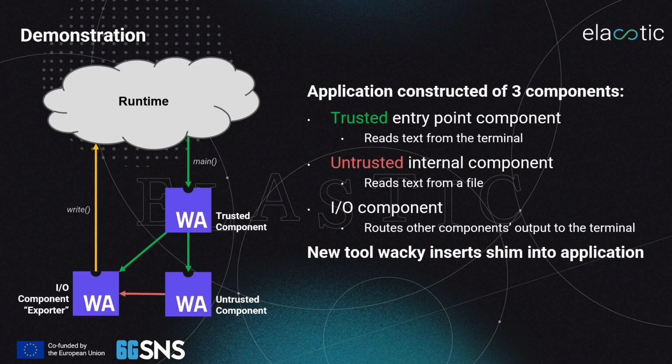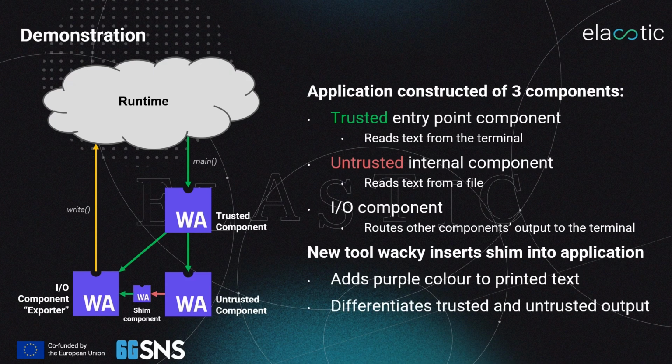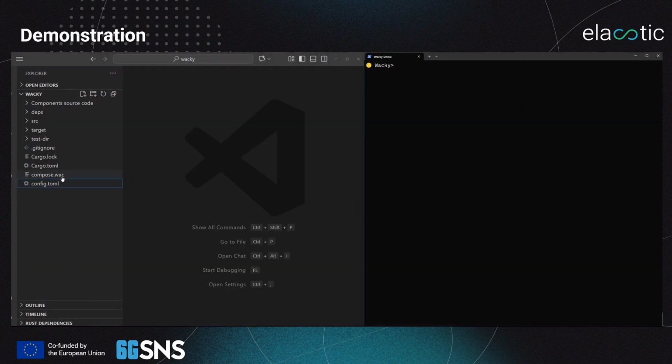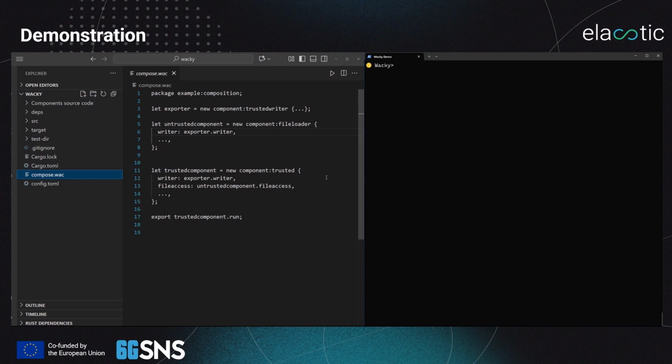So the new tool WACI inserts a shim into the application, which will apply a purple color to any printed text. And this will then allow us to differentiate trusted and untrusted output, because anything from this untrusted component is going to go through this shim, which will mark the text so that it's visually distinguishable in the terminal. So let's see how this works. We have this WAC script, which defines the application in terms of these three components. And we can use the WAC tool then to compose these to produce one single component, which we're going to put in the file output.wasm, and which we can then run using the Wasmtime runtime.